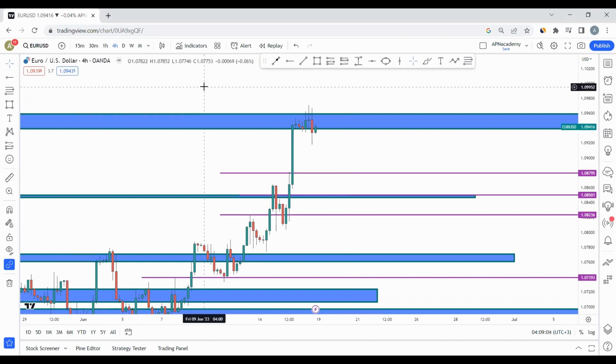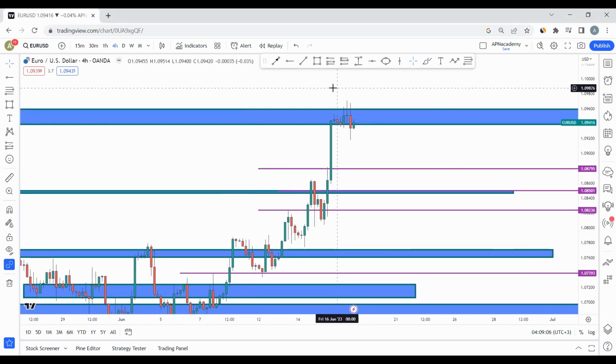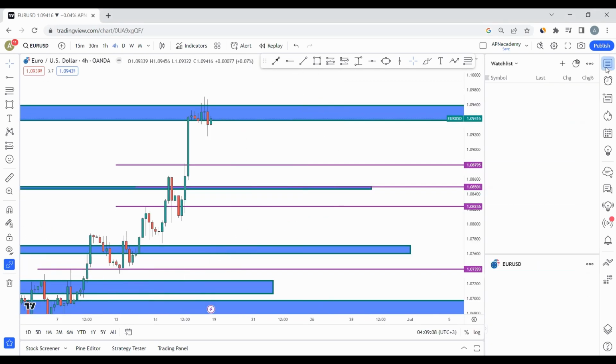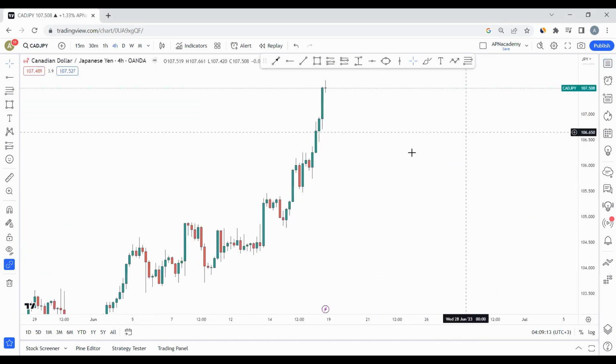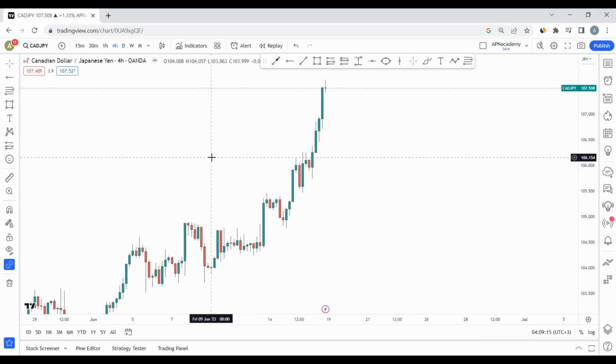We can add on one more pair so that you can see how we mark these levels, the highs and lows, properly, so that you can recognize them. Let's also look at CAD JPY, because I spoke about it in one of the last videos on how you can actually do a proper top-down analysis or multi-time frame analysis. So let's also use it to do an update.